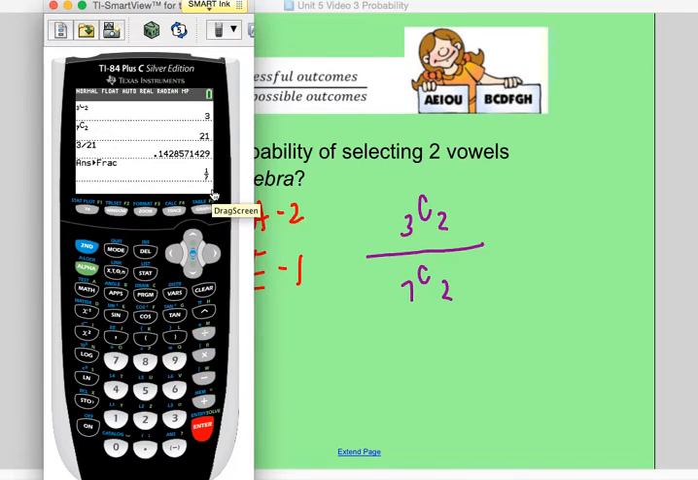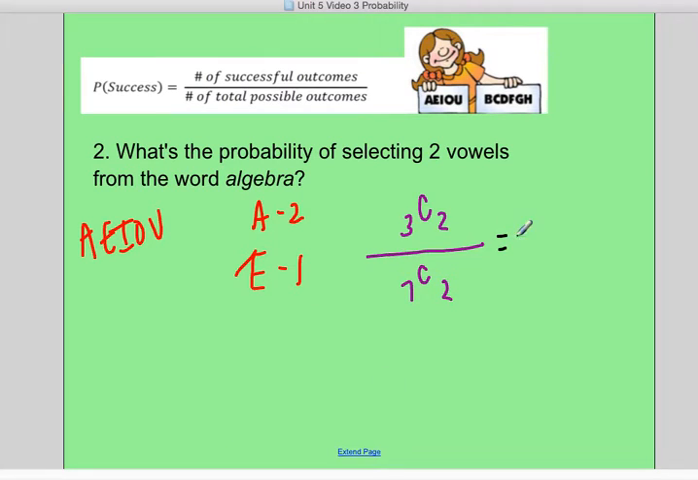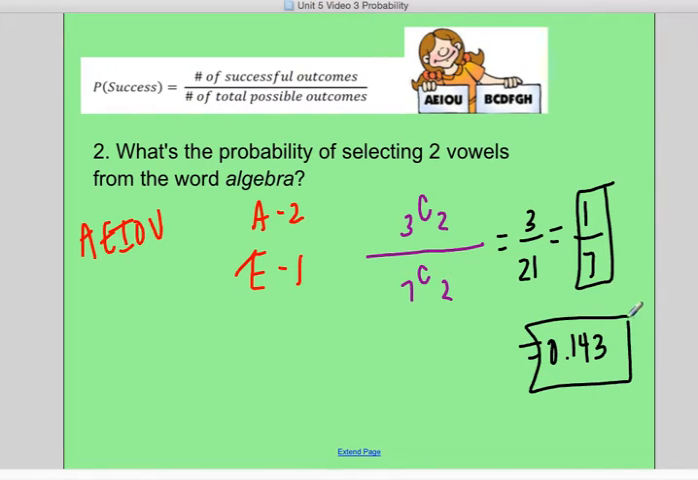If I do it on my calculator, I got that this was 3 over 21, which is a reduced fraction I just got on my calculator. You guys are all smart enough to figure that one out on your own, though. It reduces to 1/7, or it is equal to 0.143. So either one of these is an appropriate answer for example 2.